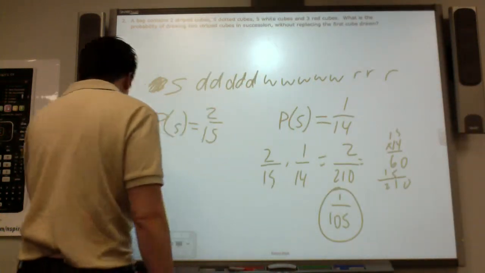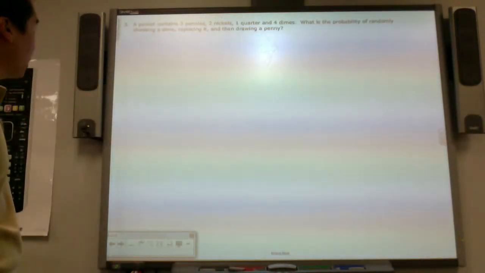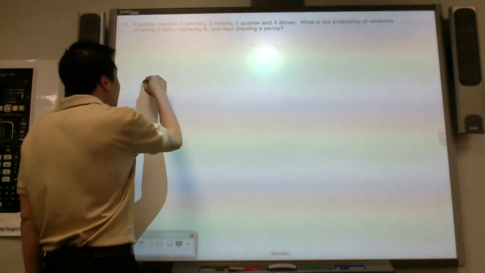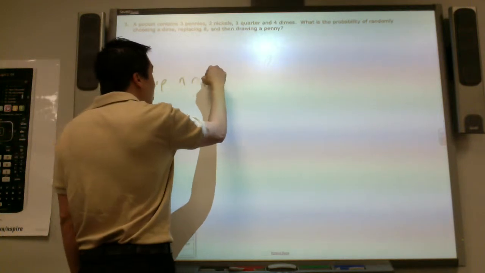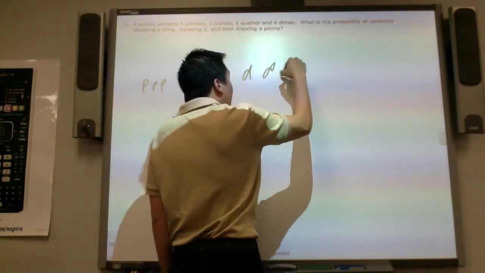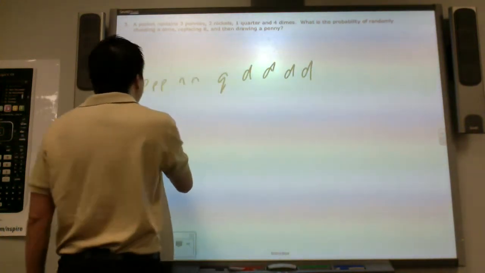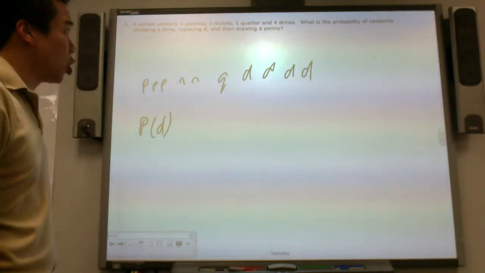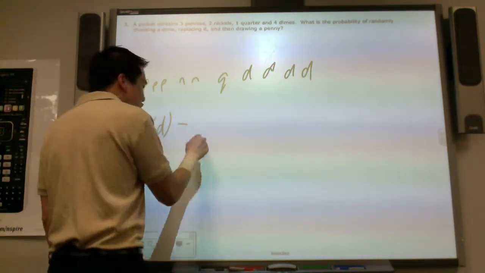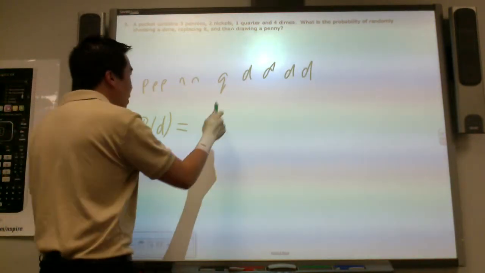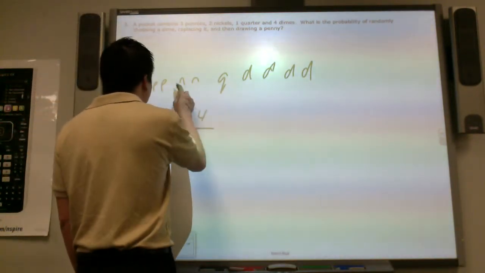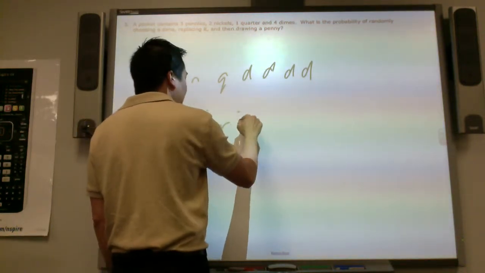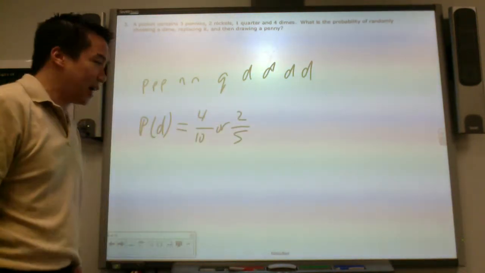All right, next one. Practice number 3. A pocket contains 3 pennies, 2 nickels, 1 quarter, 4 dimes. What is the probability of choosing a dime, replacing it, and then drawing a penny? So let's first of all find the probability of a dime. There are 4 dimes out of 10, which simplifies to 2/5. You can break it down.